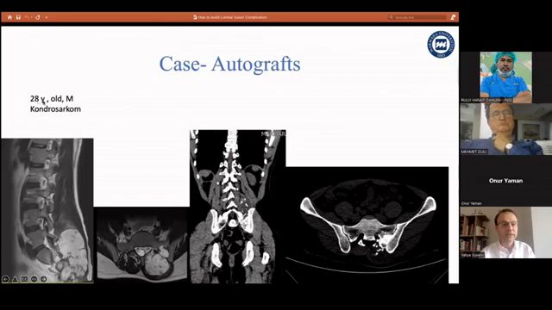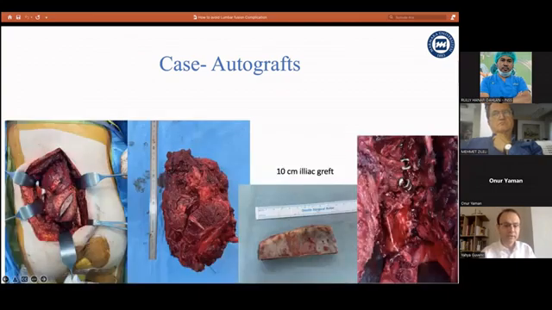He is 20 years old and has a chondrosarcoma in the sacrum. The chondrosarcoma starts from here and goes to the lateral side of the sacrum and invades C1, C2, and we operated together with orthopedic surgeons. We removed a single part. This is C1, this is C2. We removed half of the sacrum, but we need strong fusion.